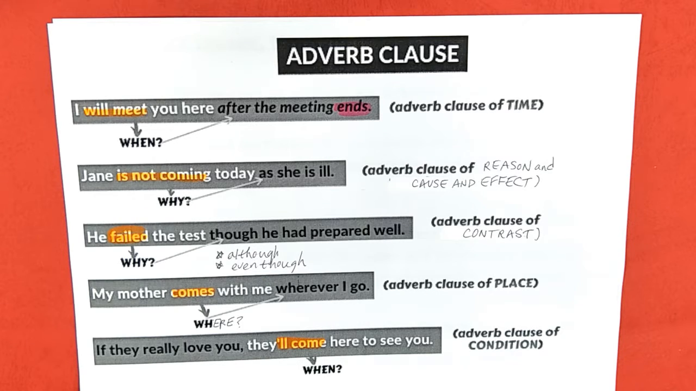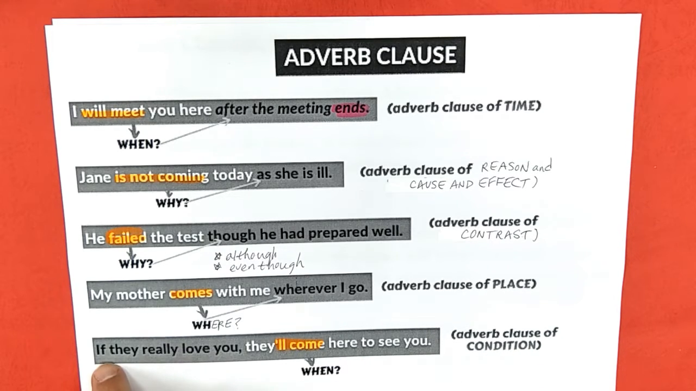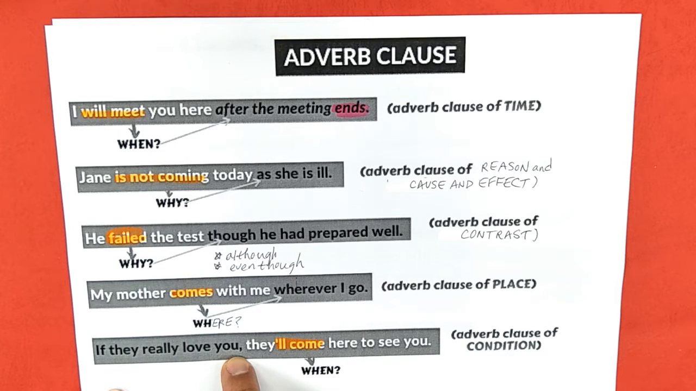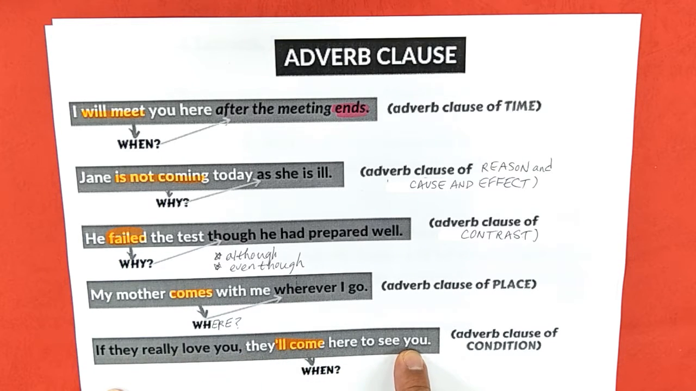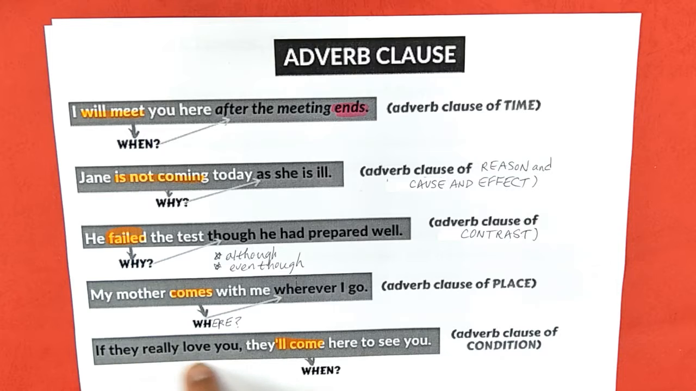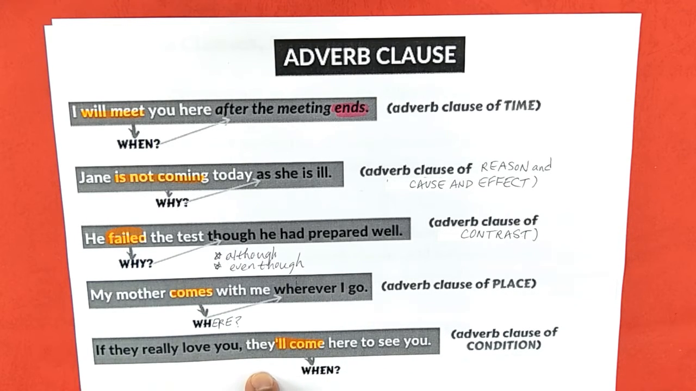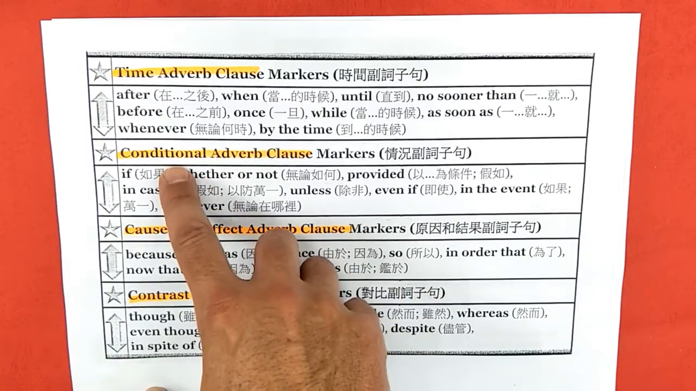Okay, let's look at the last adverb clause. This is called the adverb clause of condition or conditionals. If they really love you, they'll come here to see you. When will they come? If they really love you. That's the condition. They're going to come if they love you. All right, let's look at some markers that express the conditional.